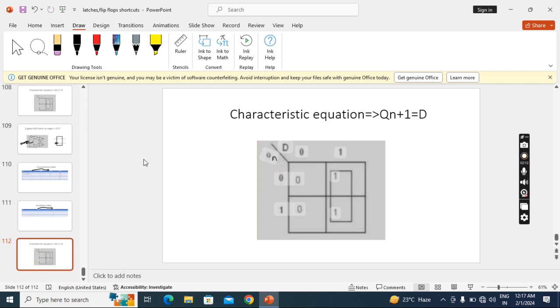To understand this lecture very well, first you have to see the D latch. If you want to understand the D latch, you have to see the earlier lectures: SR latch, SR flip-flop, gated and non-gated latches. Those you have to see. I already uploaded them, you can go through. Then you can understand this very easily.